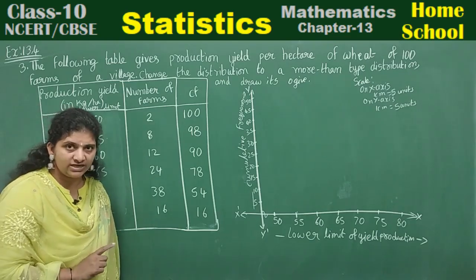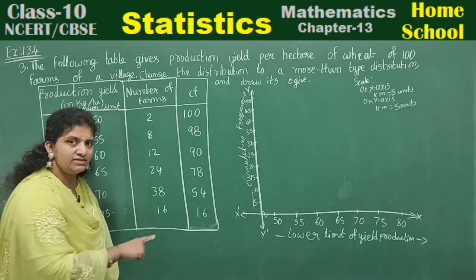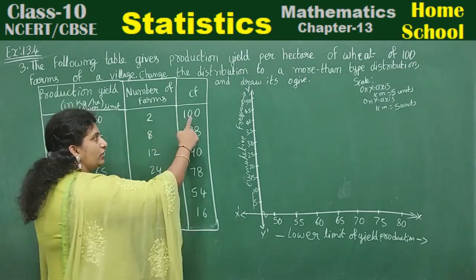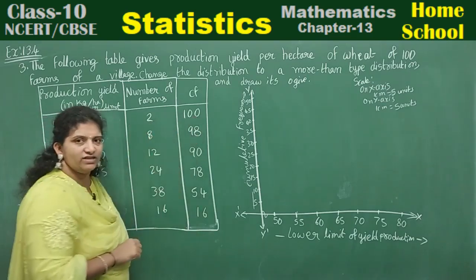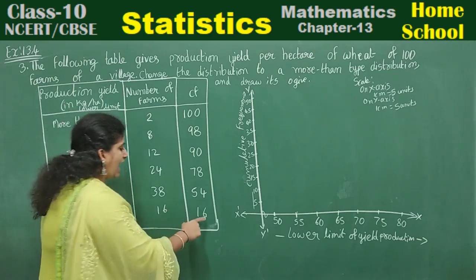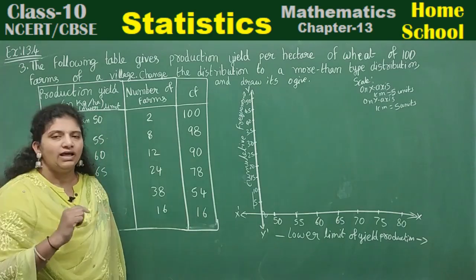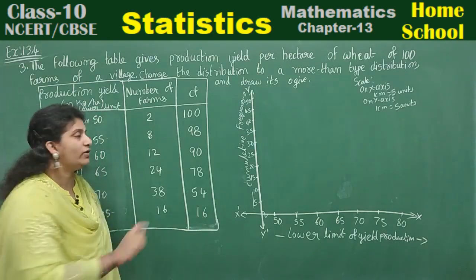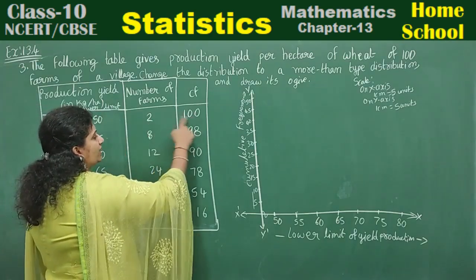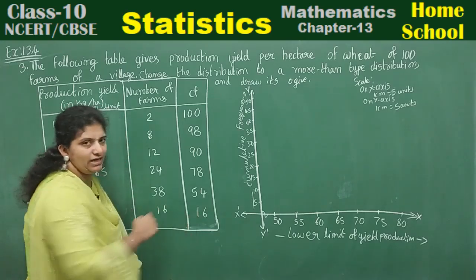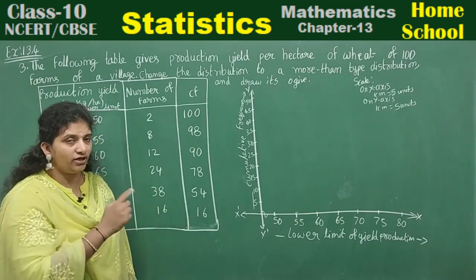How are we going to start? Add the frequencies. First you write the n value here. From that you go on subtracting the frequencies. And in your last row, frequency and cumulative frequency should be the same. In less than type distribution, in the top row, these two will be equal. In more than type, these two will be equal. Okay, let us plot the ogive.